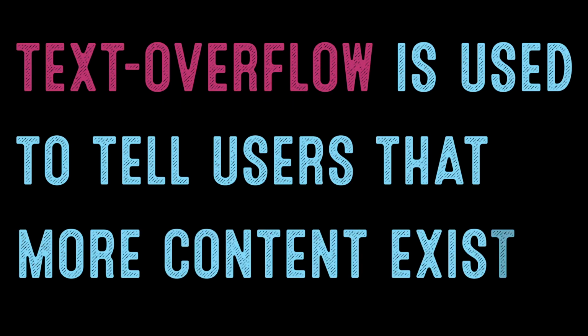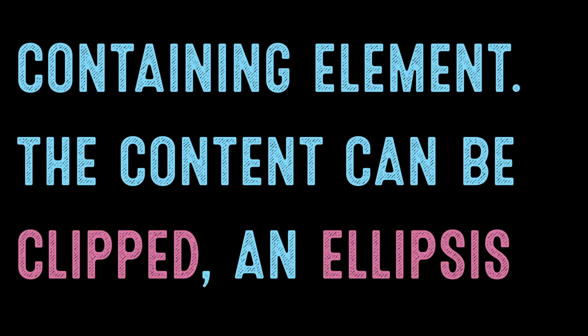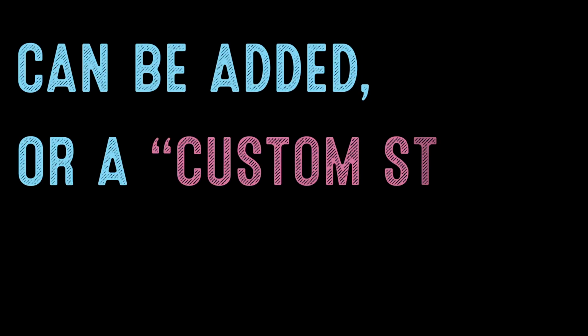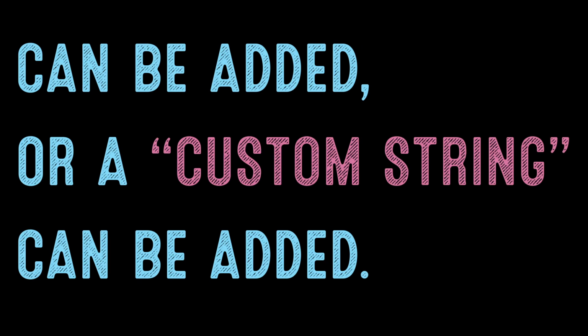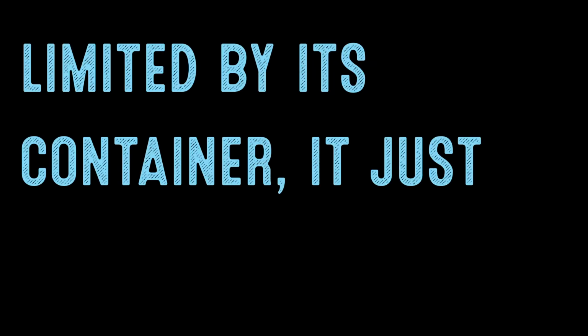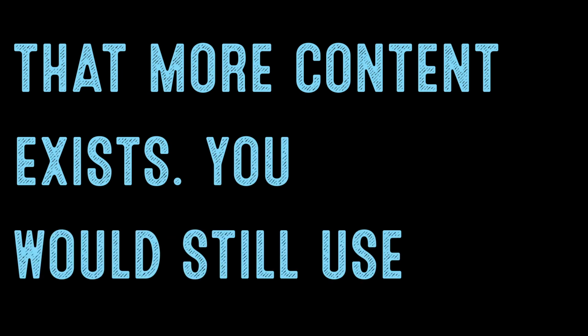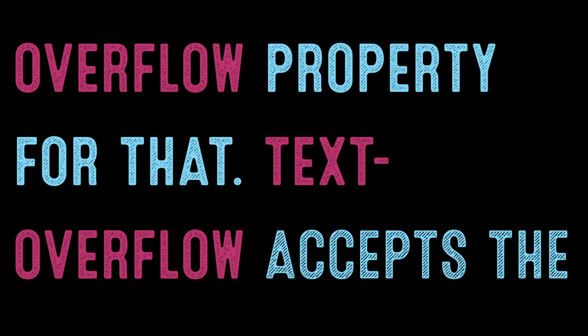Text-overflow is used to tell users that more content exists that cannot be displayed because of limitations by the containing element. The content can be clipped, an ellipsis can be added, or a custom string can be added. Text-overflow does not control the overflow of the text limited by its container. It just signals to the user that more content exists. You would still need to use the overflow property for that.